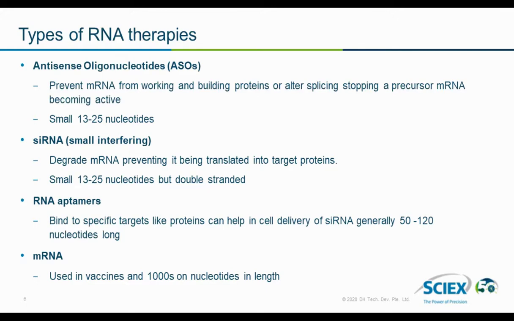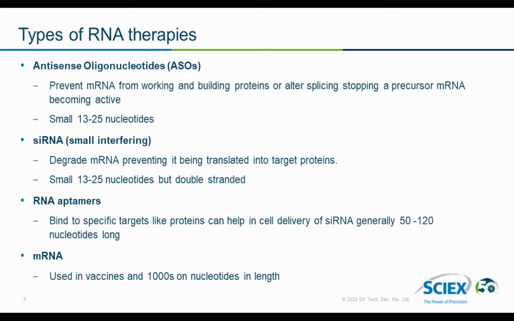And then finally you have messenger RNA itself, and these are used in vaccines. I think a hot topic is the use by biopharmaceutical companies of this type of RNA in the development of COVID vaccines, for example. And these tend to be thousands of bases in length. So we're often talking of greater than 10,000 nucleotides in length.